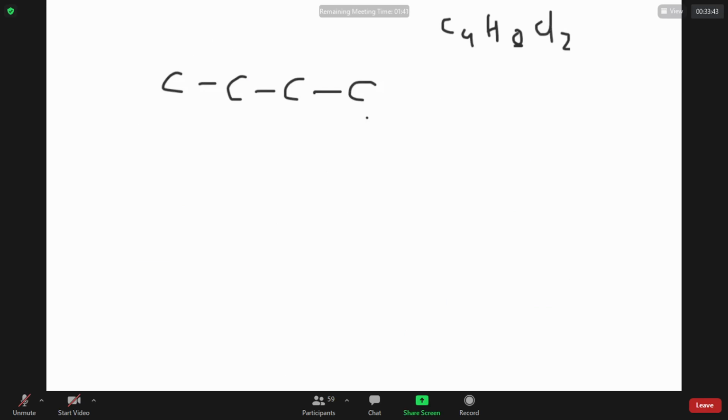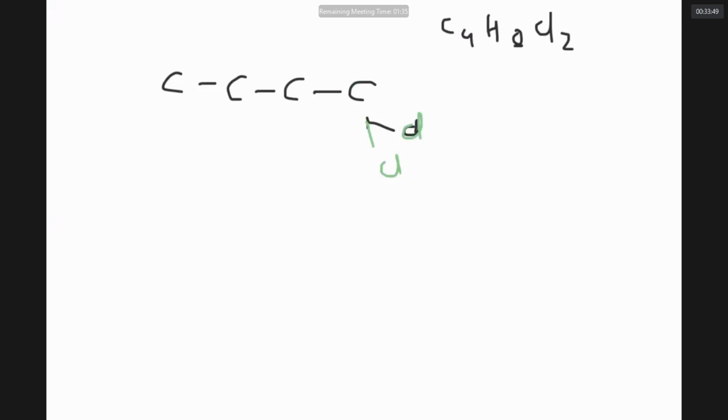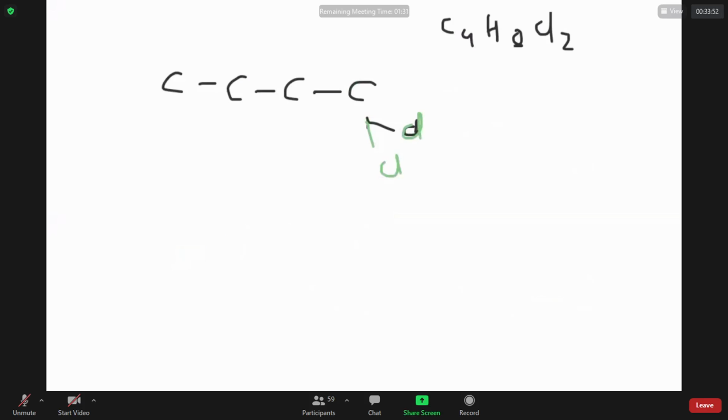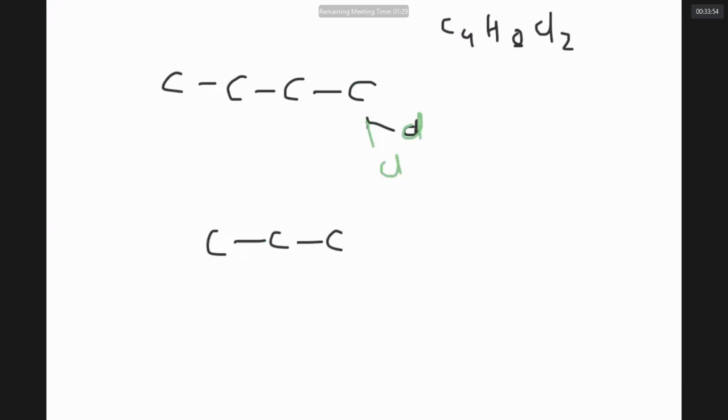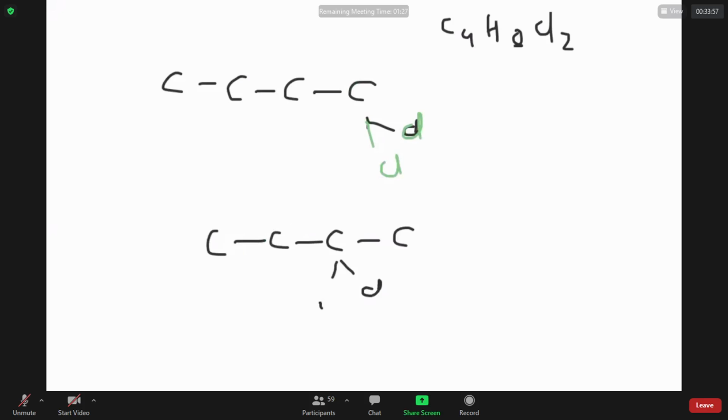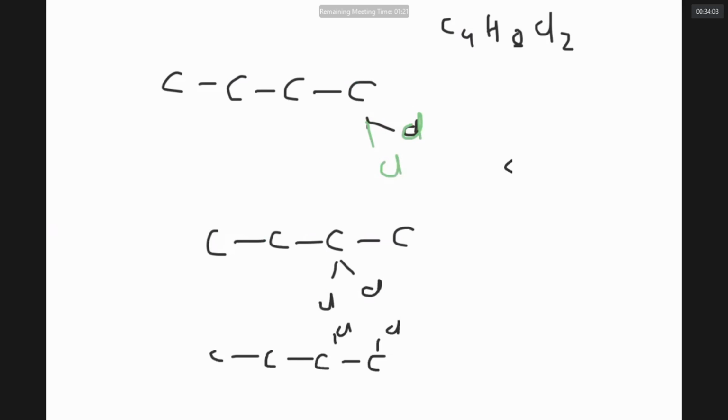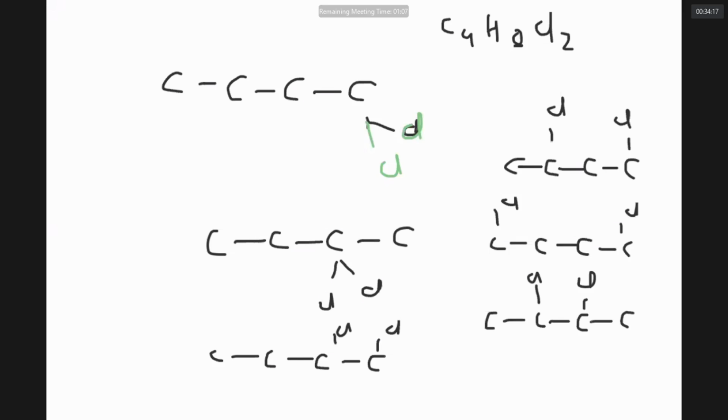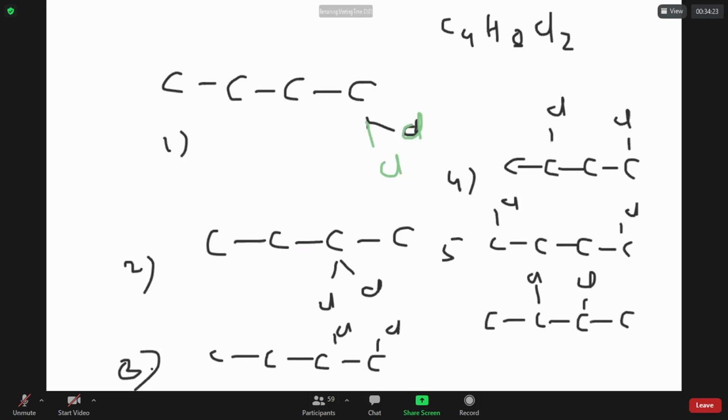C4H8Cl2. 1,1-dichloro. No, don't do that. That's enough. 1,1-dichloro, 2,2-dichloro, 1,2-dichloro, 1,3-dichloro, 1,4-dichloro, 2,3-dichloro. These are the possible single chain compounds. 1, 2, 3, 4, 5, 6.